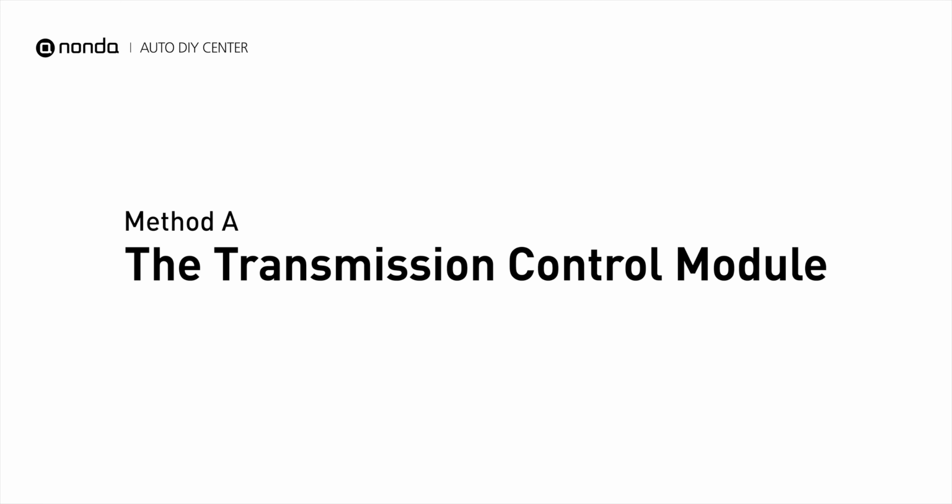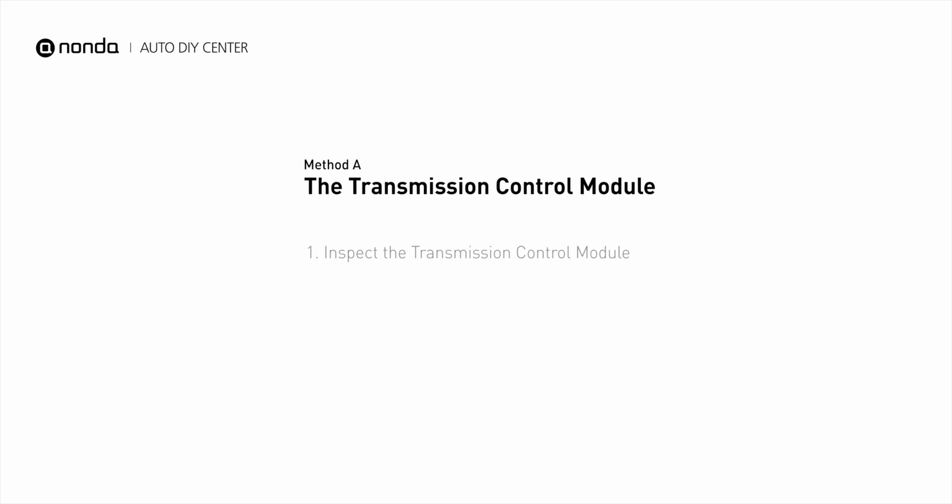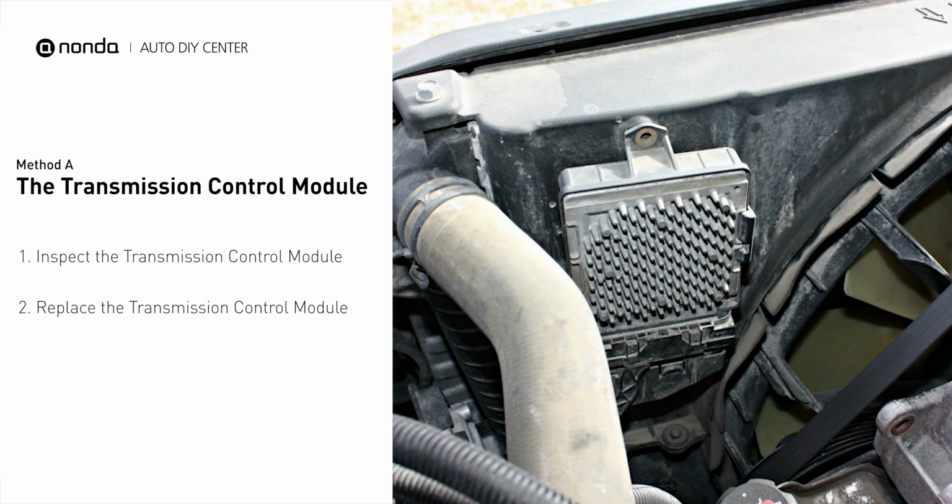Method A, the transmission control module. The transmission control module can often be found below the cover at the back of the transmission case. It should be just below the engine control module's position. Visually check the transmission control module itself and its electrical connections for any damages. If the damages are found, then replace the transmission control module.